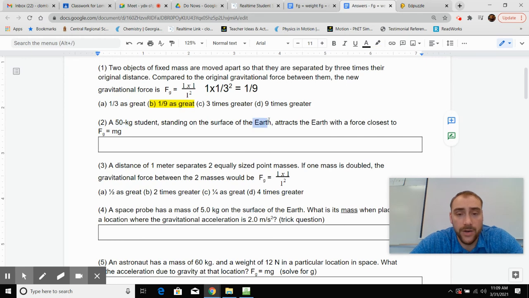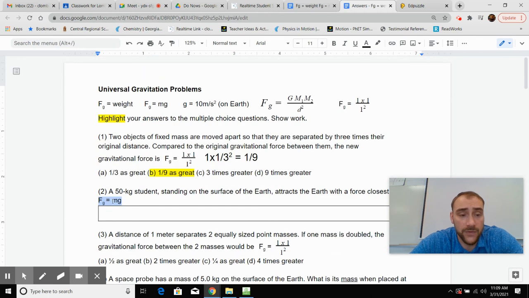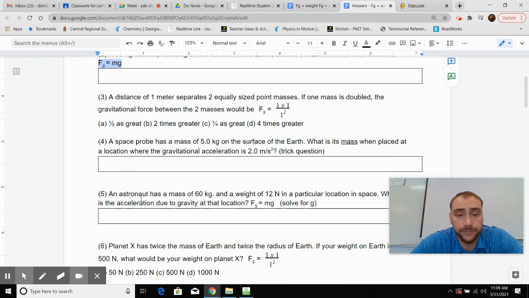Okay, here you have a mass. They tell you you're on Earth. They want to know what your gravitational force is here. F sub g. Weight is equal to mass times gravity. They give you mass, gravity is 10, so you're multiplying out.